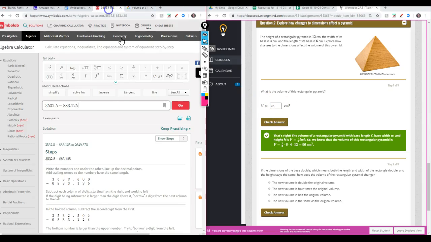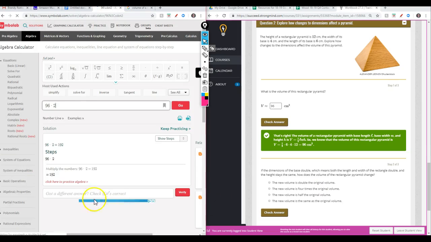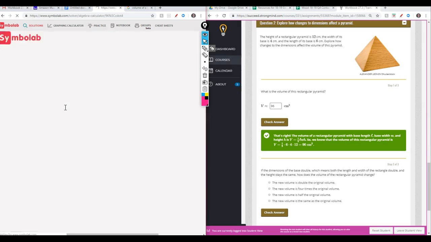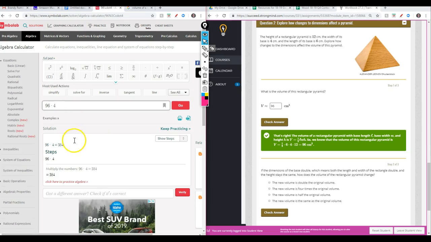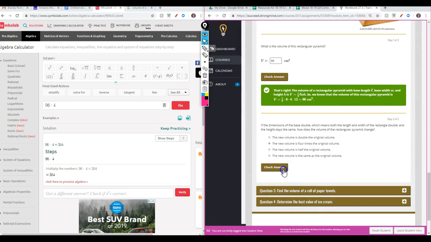So if we jump over to a calculator, it says the new volume is double the original. So the original was 96. Let's multiply that by 2. Is that 384? Nope, it's only 192. What about 4 times? So multiply it by 4. It's 384, so it's 4 times the original volume.